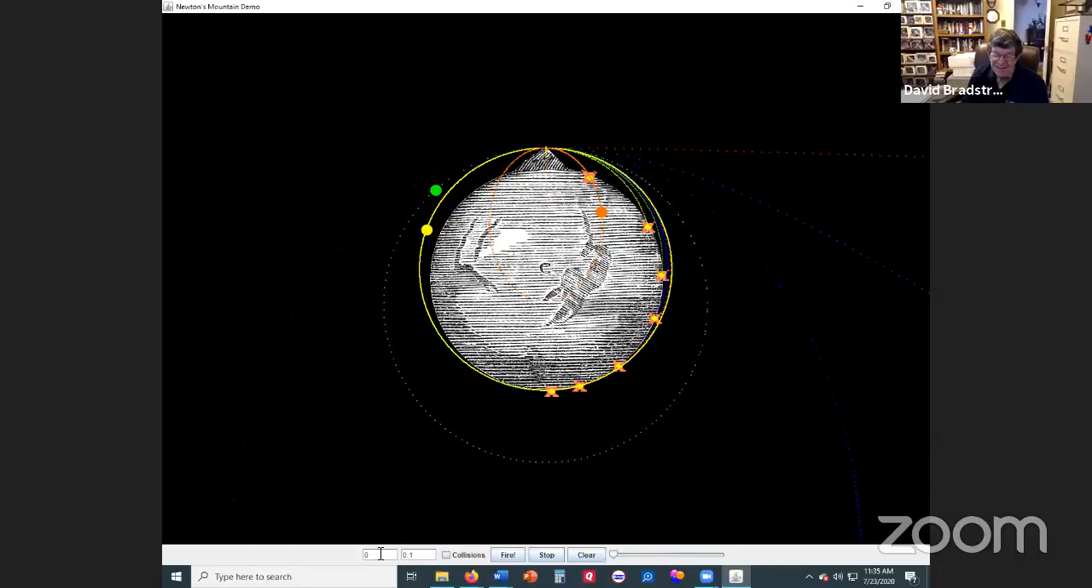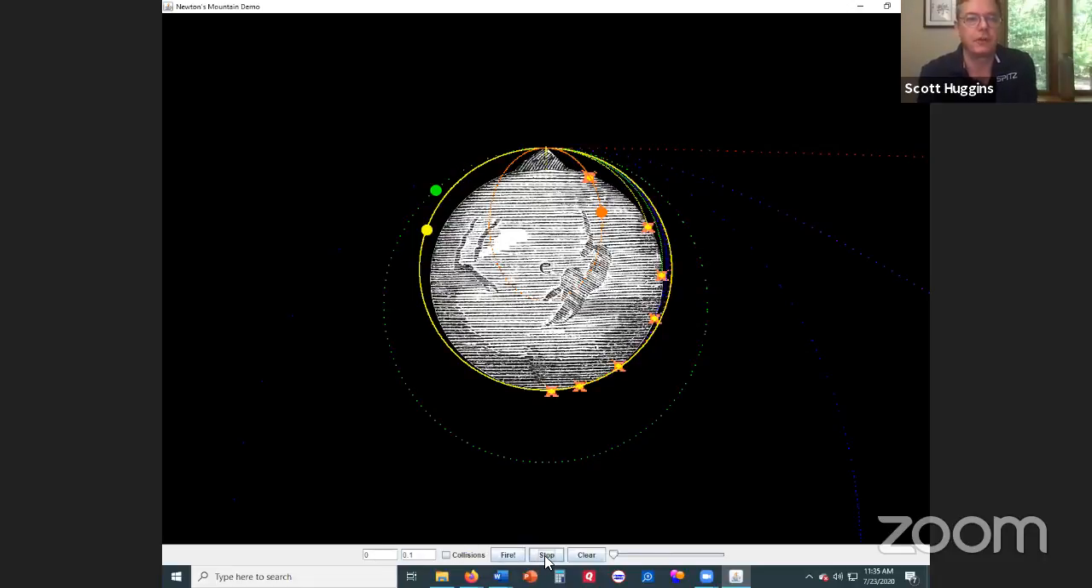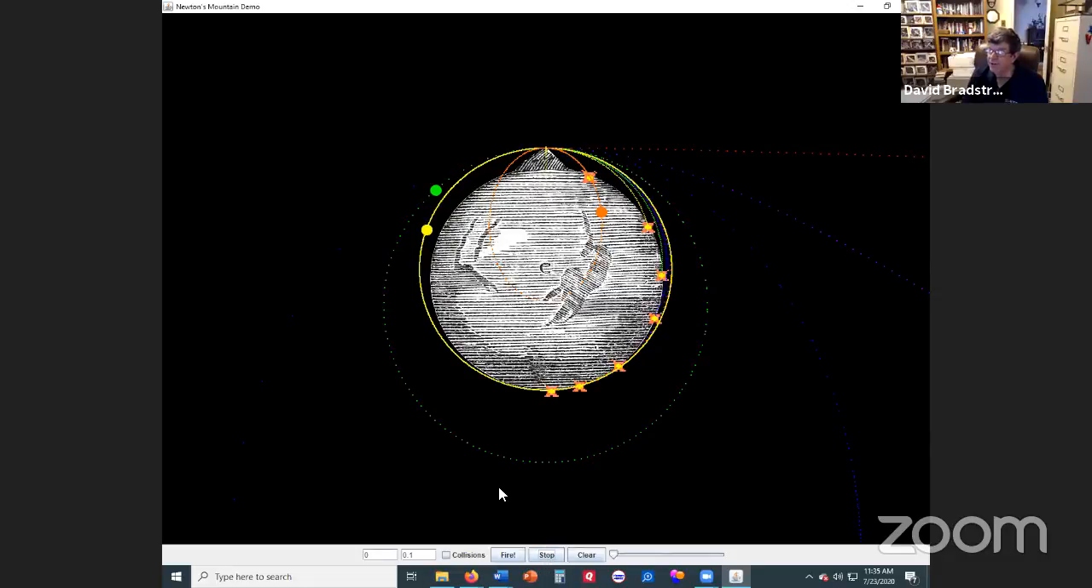Oh, that's right. You turned off the Earth. Yeah, exactly. So, Dave, are the values arbitrary, or are these kilometers per second? No, they're arbitrary. It's a relative scale.